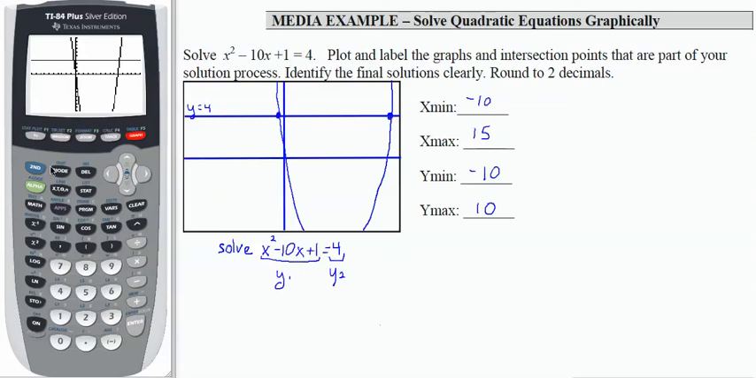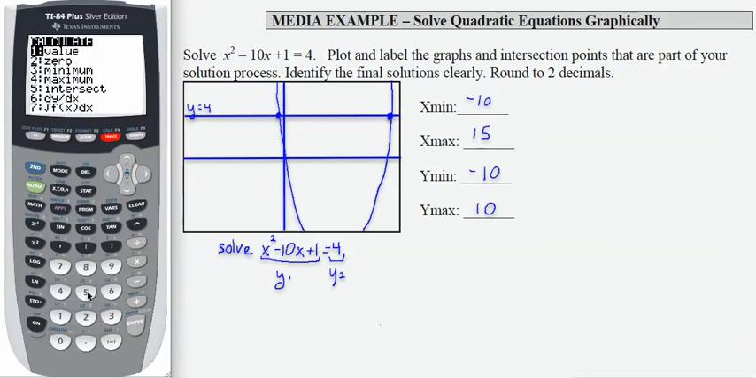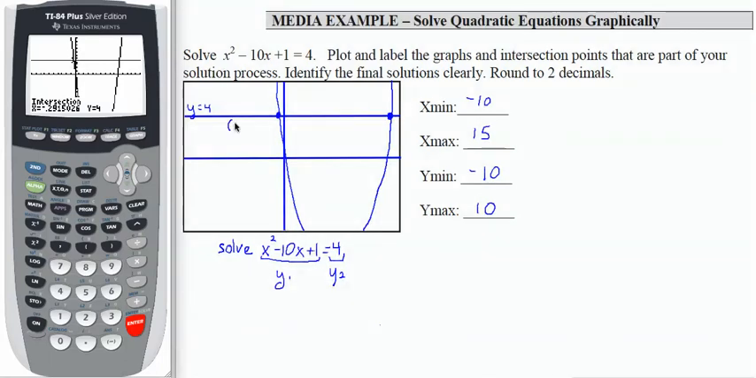So what we're going to do is do our second calc process, number 5, and pay close attention to where the cursor is at 2.5, -17.5. I really can't see it on the screen now because our y-min only goes down to -10. But if I use my intersection process, I can hit enter 3 times, and it's going to give me the left side intersection here, which is -0.29, 4 if I round to 2 decimal places.